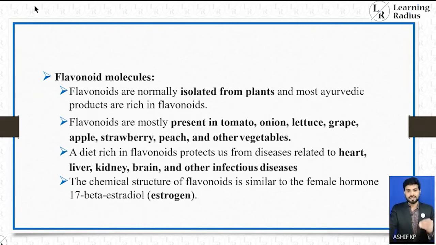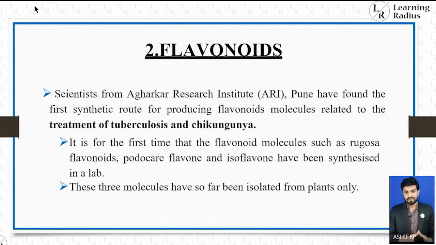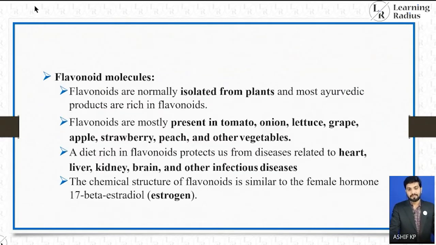So that is about the flavonoid molecules. The scientists from the Agharkar Research Institute, Pune, have found the first synthetic route for producing flavonoid molecules related to the treatment of tuberculosis and chikungunya. And for the first time, flavonoid molecules such as rugosaflavonoid, pedicellin, and isoflavin have been synthesized in a lab.